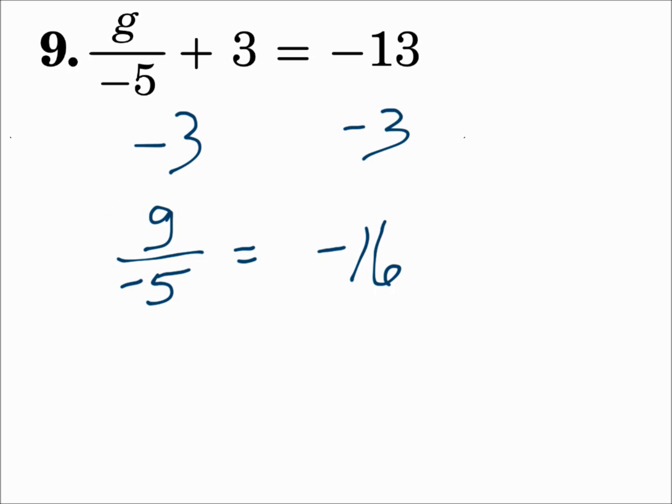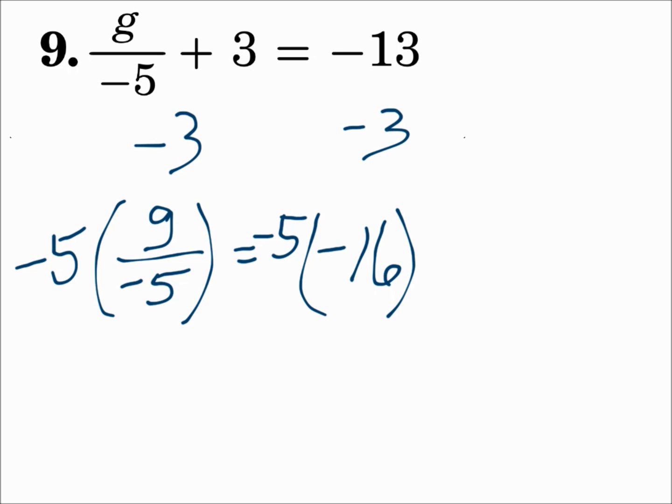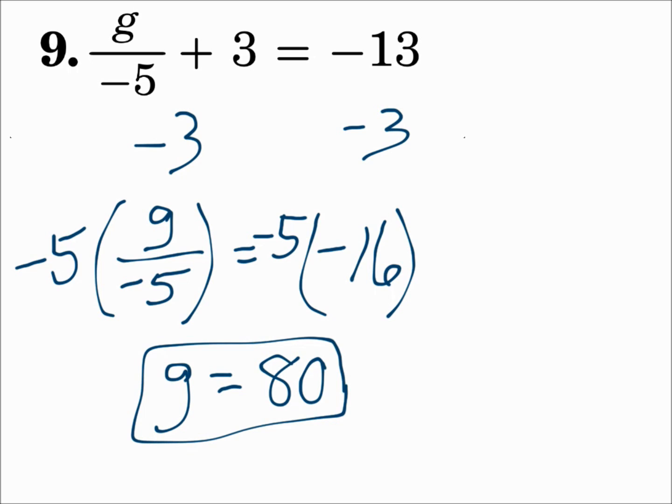Now it's g divided by negative 5. Undo the division and multiply both sides by negative 5. The negative 5's cancel on the left, leaving g, and negative 5 times negative 16 is 80.